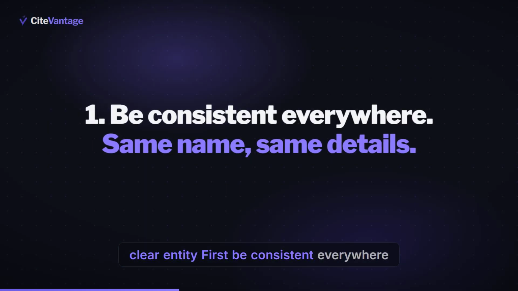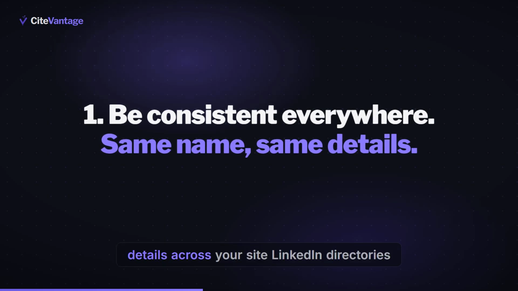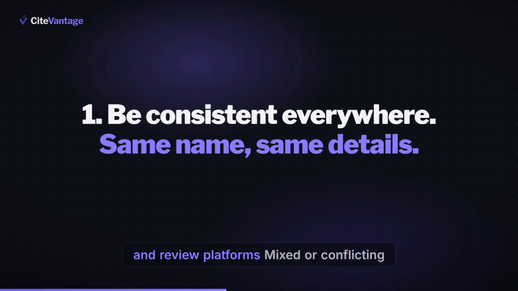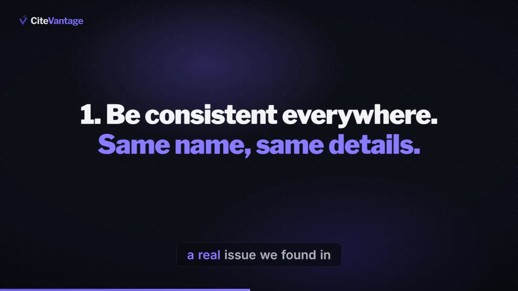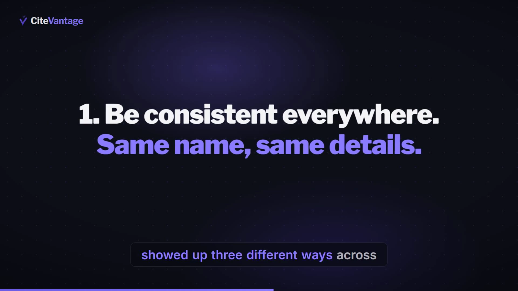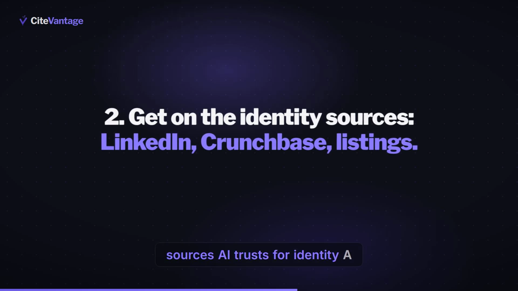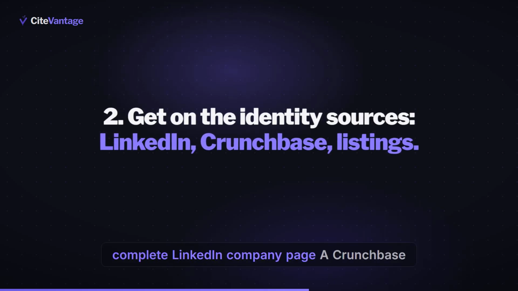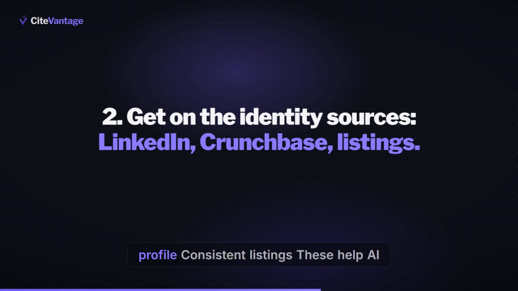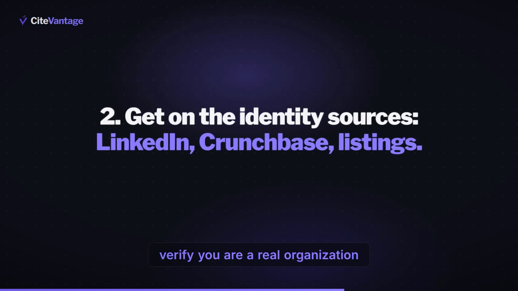First, be consistent everywhere. Same brand name, same description, same details across your site, LinkedIn, directories, and review platforms. Mixed or conflicting information confuses the AI. This was a real issue we found in one audit, where a brand's name showed up 3 different ways across the web. Second, get on the sources AI trusts for identity. A complete LinkedIn company page, a Crunchbase profile, consistent listings. These help AI verify you are a real organization.